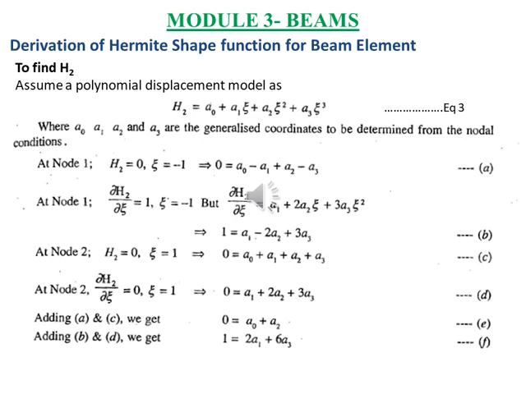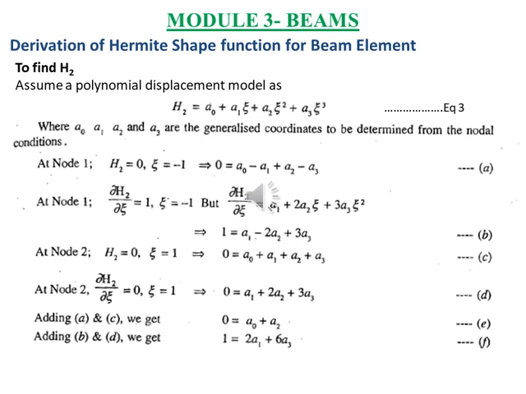So at node 1, h2 is 0, neta is minus 1. Hence we will write it as 0 is equal to a0 minus a1 plus a2 minus a3. At node 1, the differential of h2, so del h2 by del neta is equal to 1 and neta is minus 1. But del h2 by del neta is nothing but equal to a1 plus 2a2 neta plus 3a3 neta square. That is, differentiating the equation h2 with respect to neta, we get this equation. So we can write it as 1 is equal to a1 minus 2a2 plus 3a3.